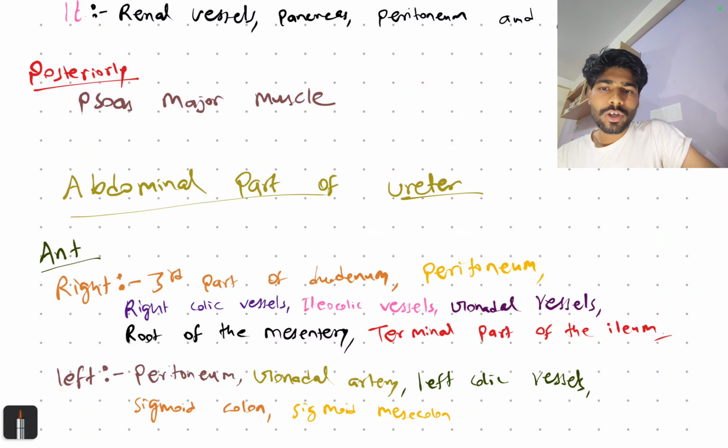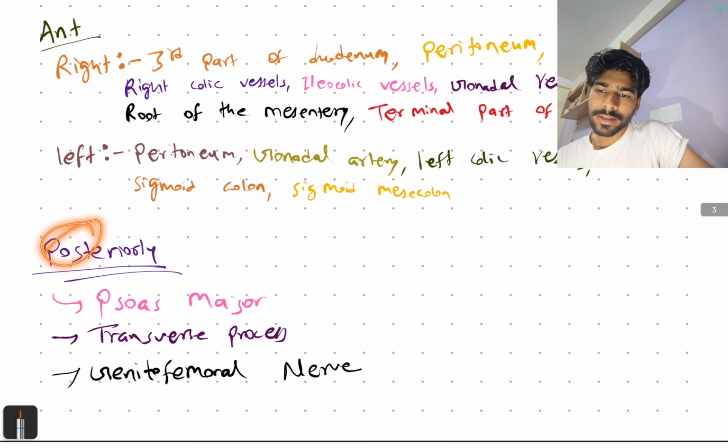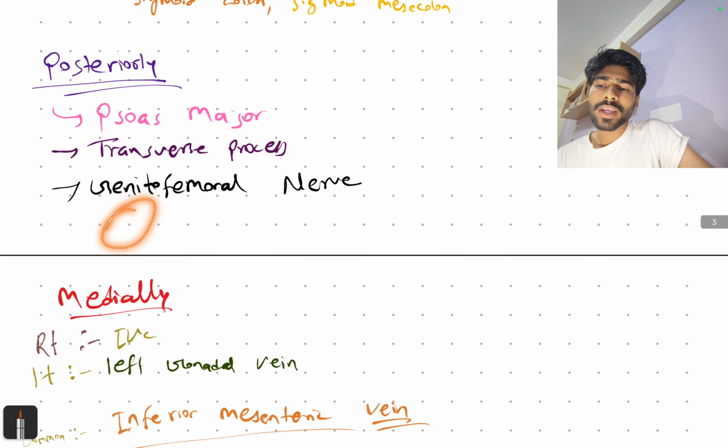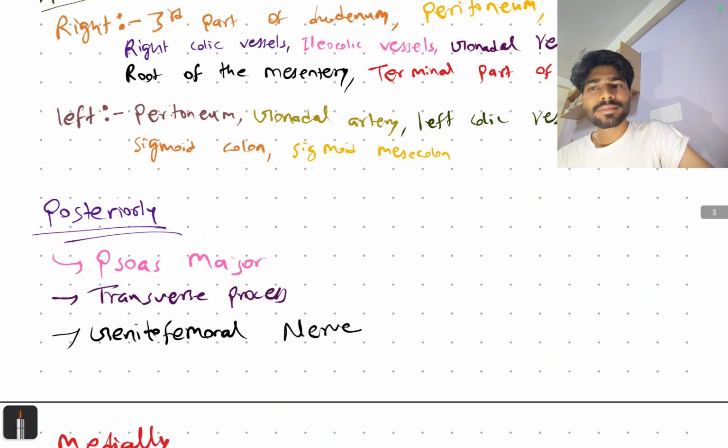Then after there is the abdominal part of the ureter. In the abdominal part of the ureter, we have to remember the anterior relation, posterior relation, and medial relation. What are the three relations? Anterior, posterior, and medial relation. They are the important relations which we need to remember.